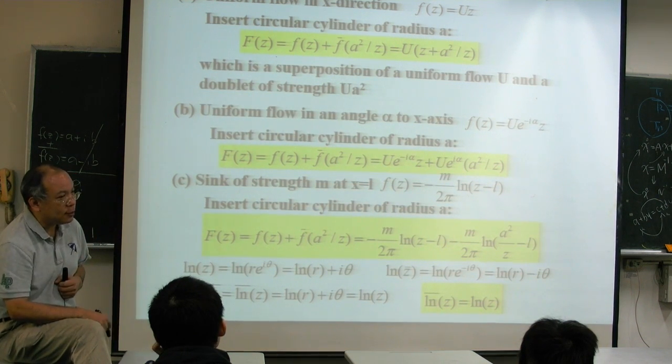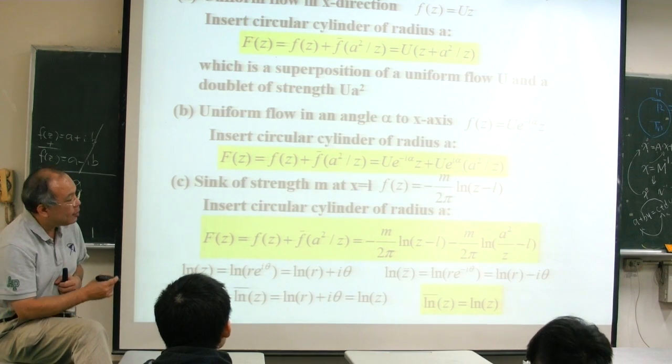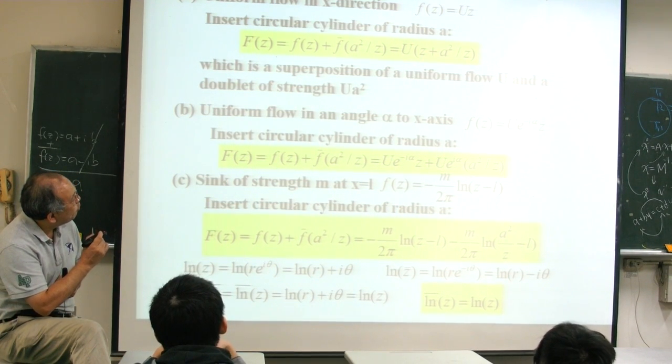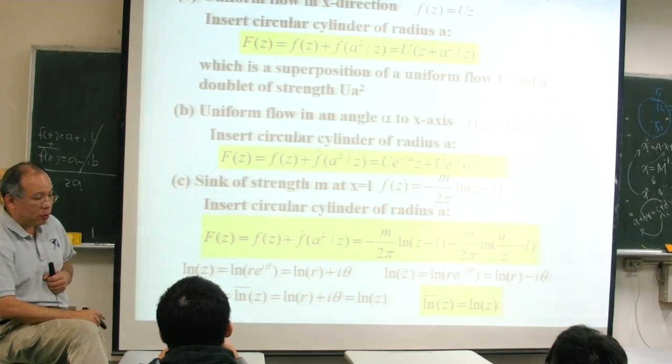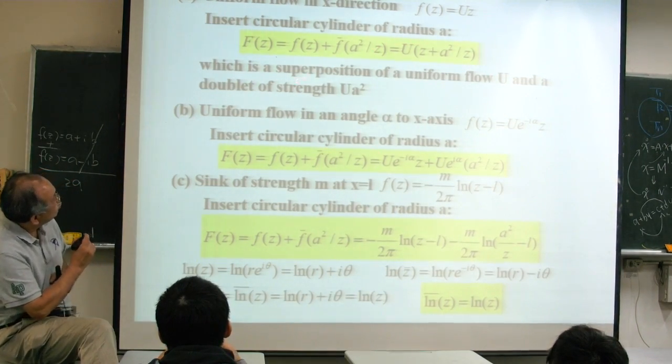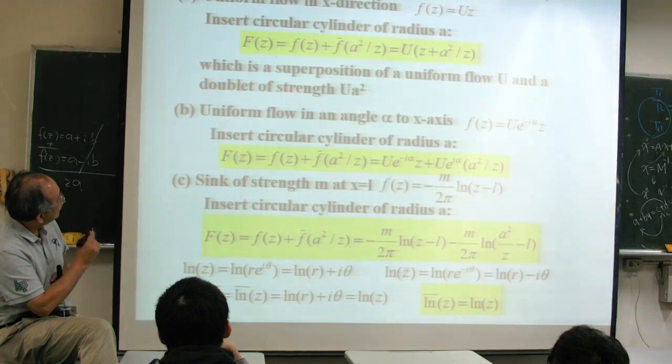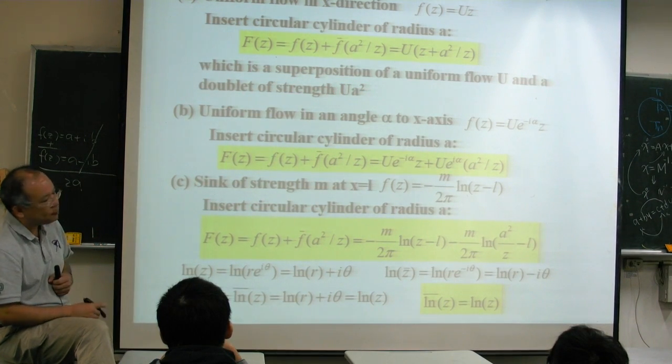That's the same as our previous example, right? The previous example was a uniform flow plus a doublet flow, right? 我们把一个流场加上一个所谓的 doublet flow, give you this. So this is a uniform flow superposed with a doublet flow with strength U a squared.